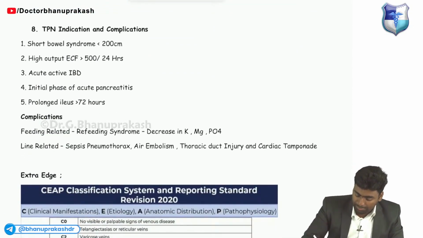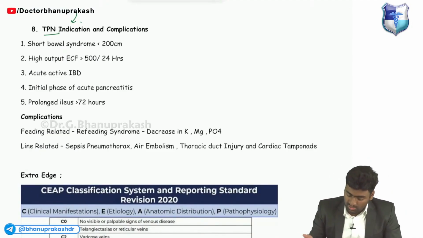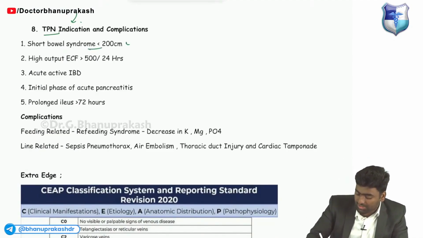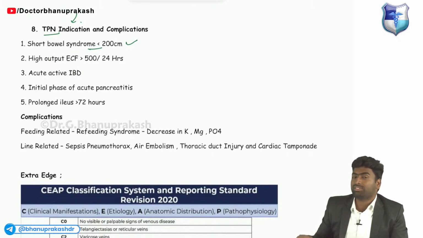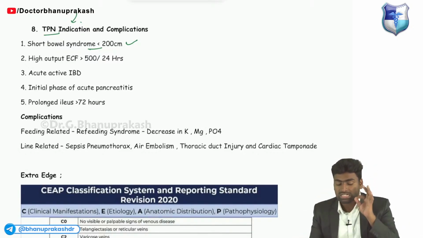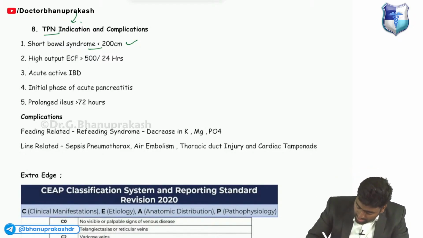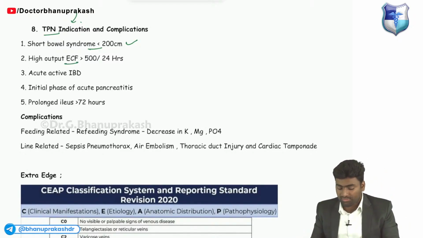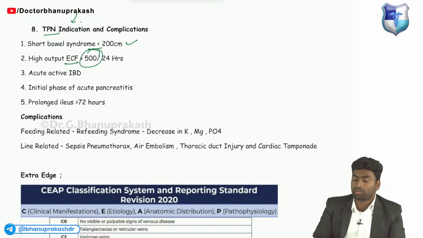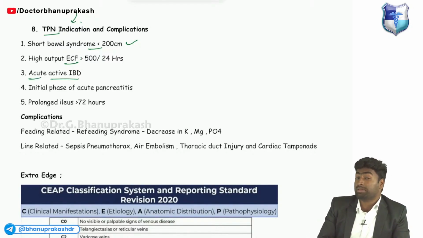Then about this TPN. If you see about this TPN, mostly in a case of pancreatitis which is intractable, we will use it. So we'll see what the indications for use are. If the bowel is small, what we call a short bowel, we'll use this TPN, and we also use one more drug which is known as what? Teduglutide. Next about this ECF, if there is an enterocutaneous fistula with more than 500 ml of output per 24 hours, then we will use total parenteral nutrition. And if there is any acute and active IBD, like acute active Crohn's disease, then we'll use this TPN.